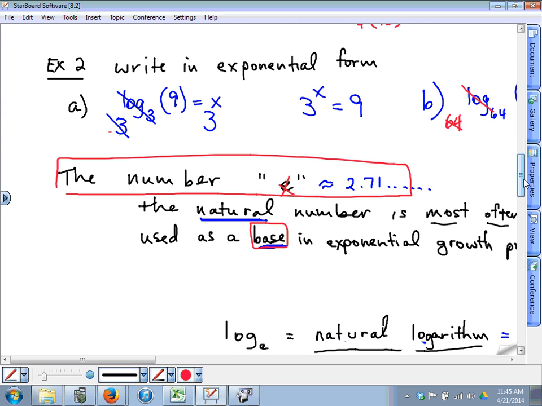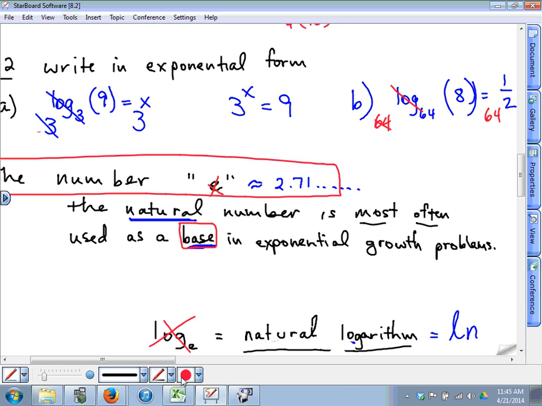You will never, ever see it written this way, though. It's written this way: LN. Check your calculators. Look for an LN button. It should be right around the logarithm button. It's right underneath it on the graphing calculators.